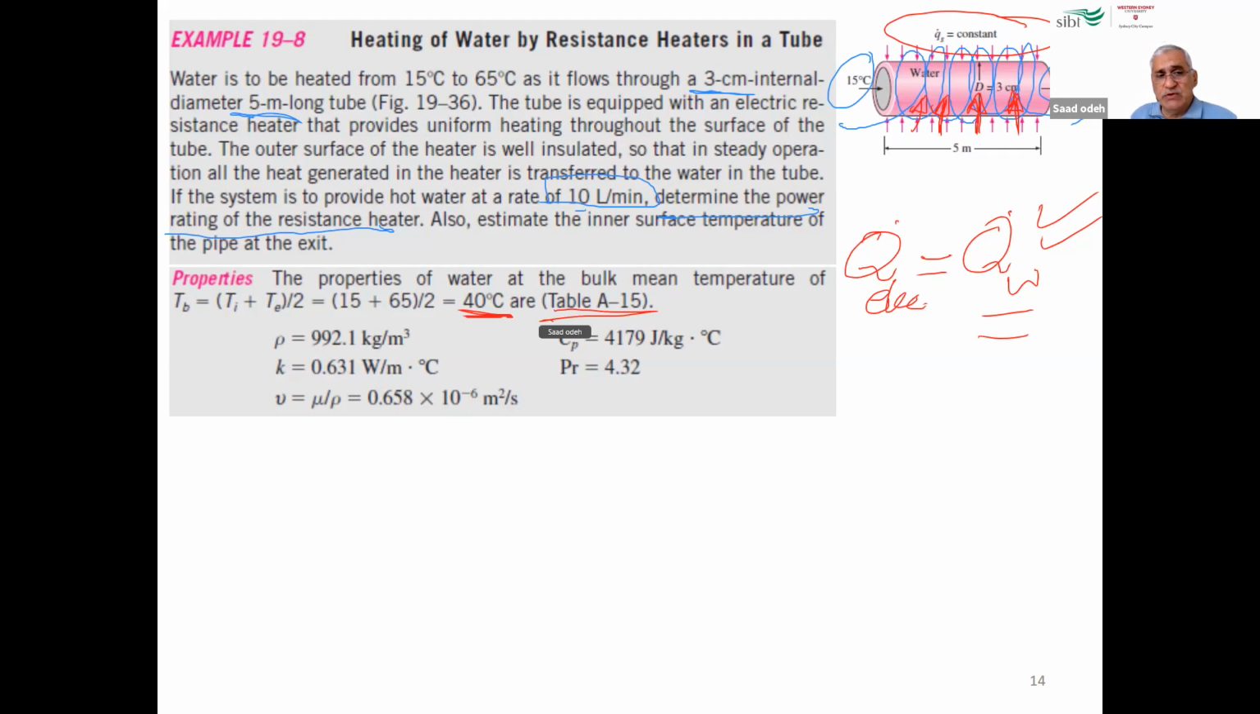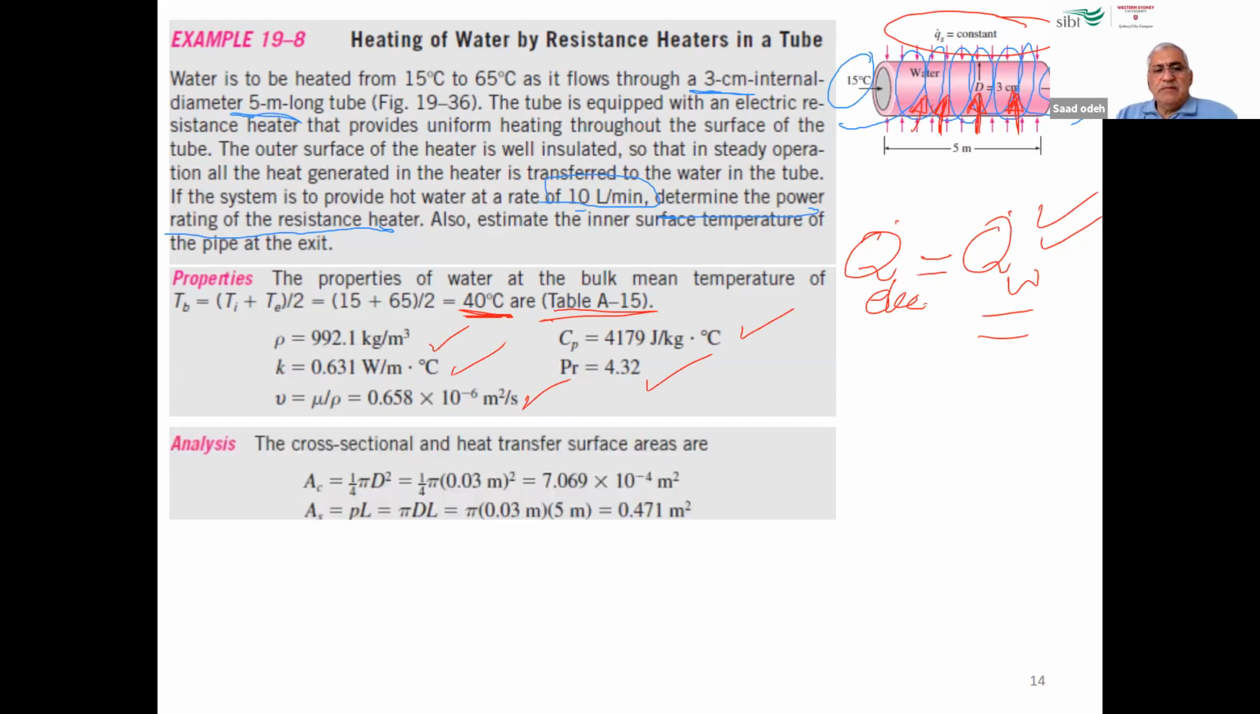This table will give you different properties of the water at this temperature, such as the density, the conductivity, the kinematic viscosity, the specific heat, and the Prandtl number. All these properties are required in our calculation, so you need to get them before you do anything.